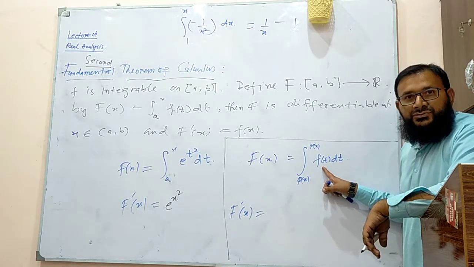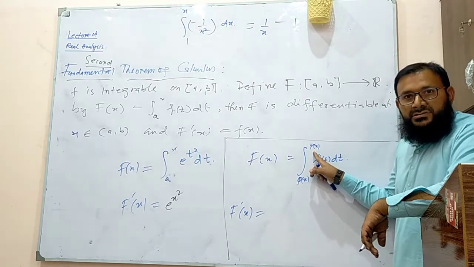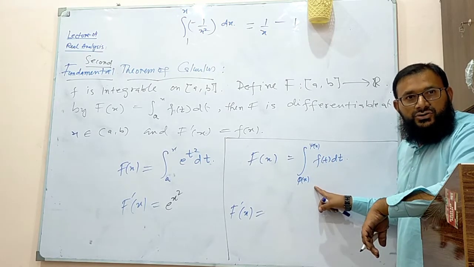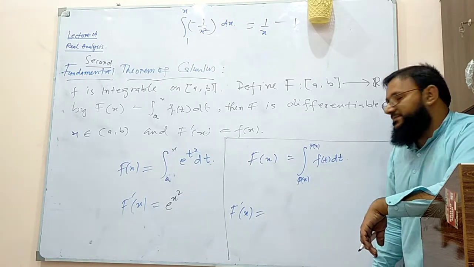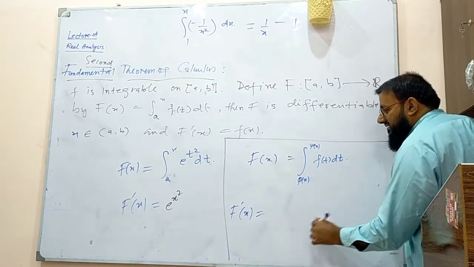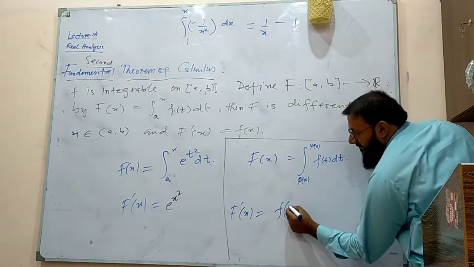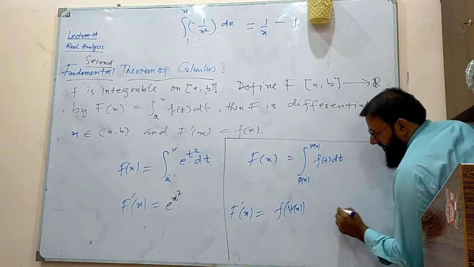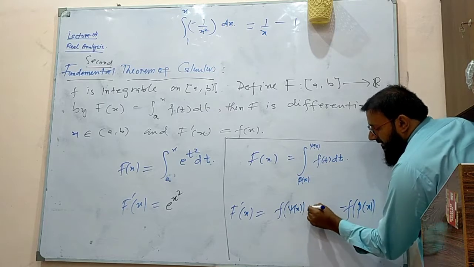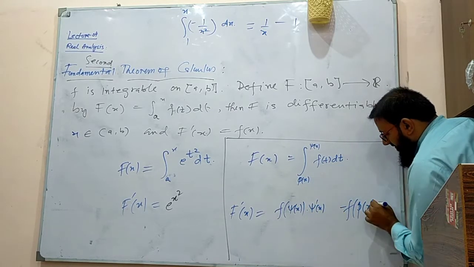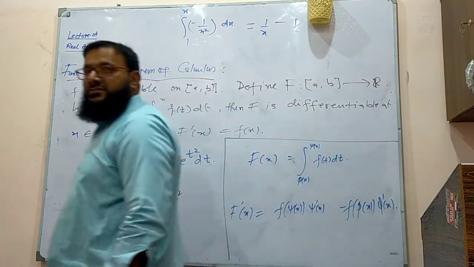First of all, what do I need to do? I need to integrate this, then put the upper limit and then the lower limit, and then differentiate. But the idea is very simple. You take this small f, evaluate it at the upper limit, f of psi of x, minus f at the lower limit, f of phi of x, each multiplied by its own derivative: psi prime of x and phi prime of x. This is the generalized form.